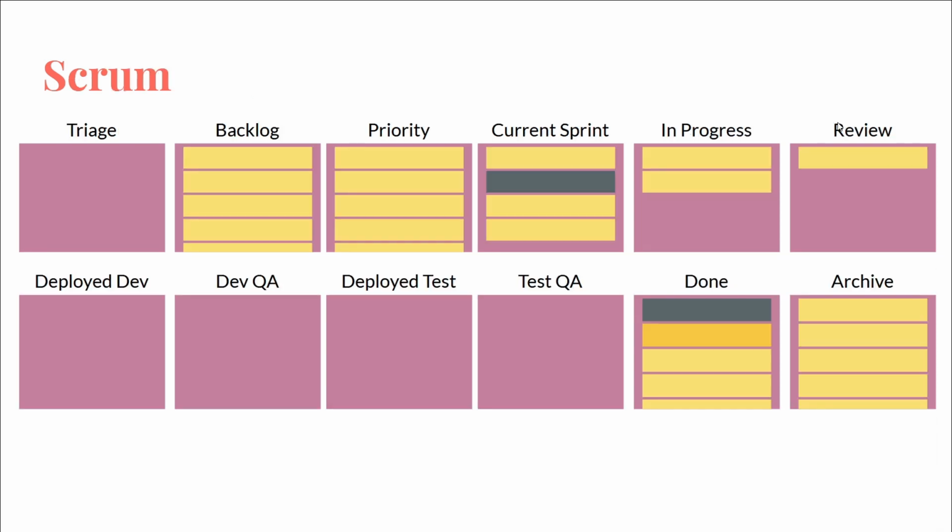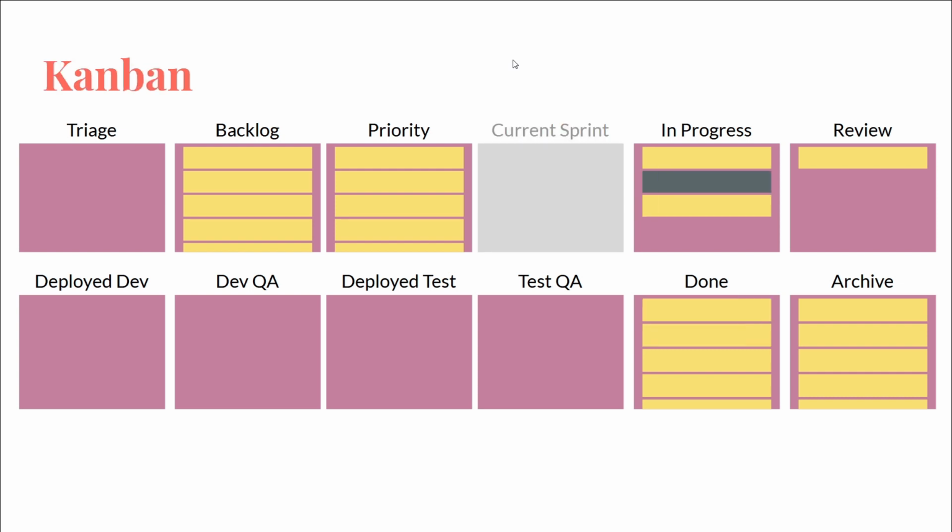Okay, so zoomed out, here's what that board looked like. We have a triage lane, we have a backlog, we have a priority, there's the current sprint, there's the in progress, ready for review, the deployed to dev and test, and the dev QA and the test QA. There's the done, there's the archive. This is the big zoomed out row. This is a Kanban board. And if you were practicing actual Kanban, it would look approximately the same.